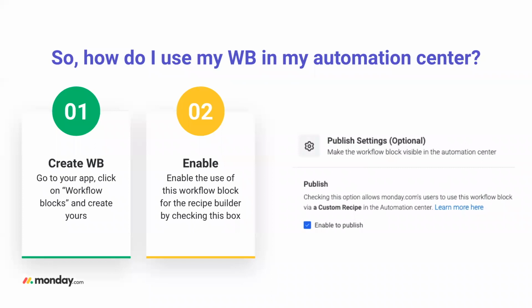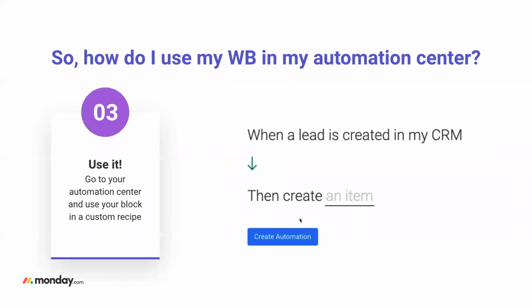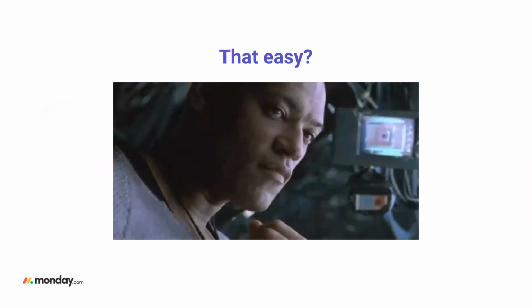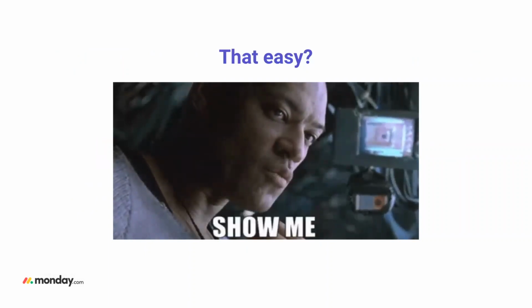How do we actually use our workflow block in the automation center, where you have to create your block? You have to enable it at the end of the configuration at the bottom. That's the part that I said we were going to take a look at in just a few minutes. You have to enable it right here, and then you just go to your automation center and use it. It will be listed with all the other triggers and actions. That easy? Well, yeah, actually it is.